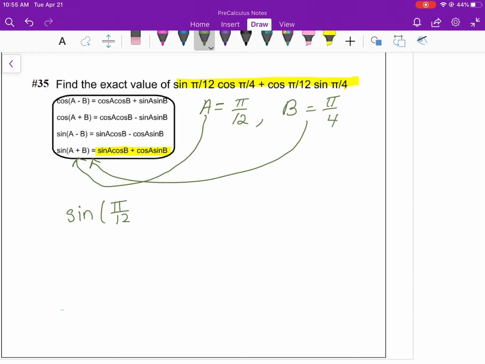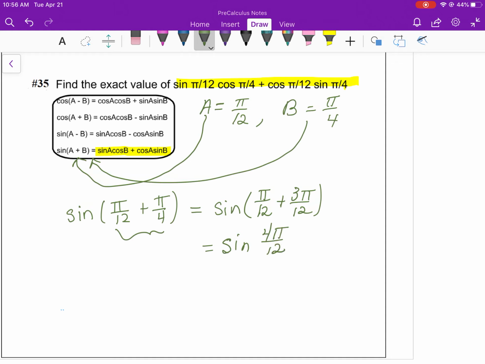So these are the reverse of what you were just working on. So if I applied the formula, I'd have that yellow part that's highlighted. But what you want to do now is just condense here and add these two together. Common denominator of 12. So it's just going backwards. And the sine of pi over 3 is radical 3 over 2.